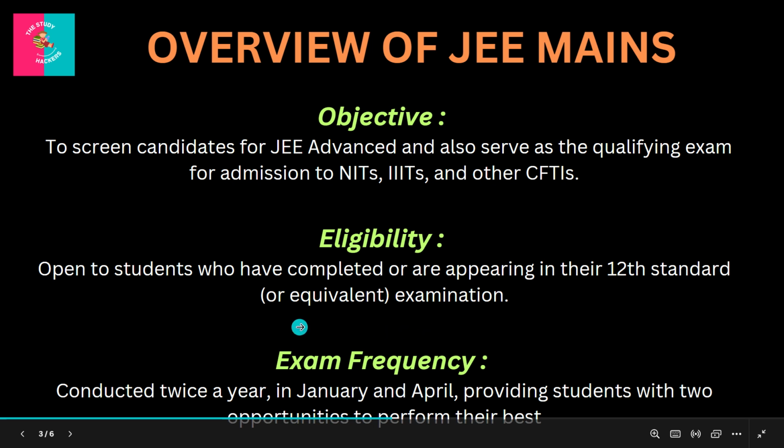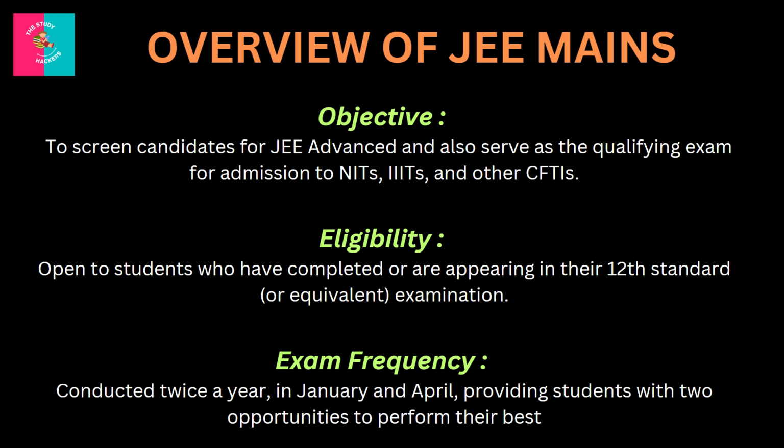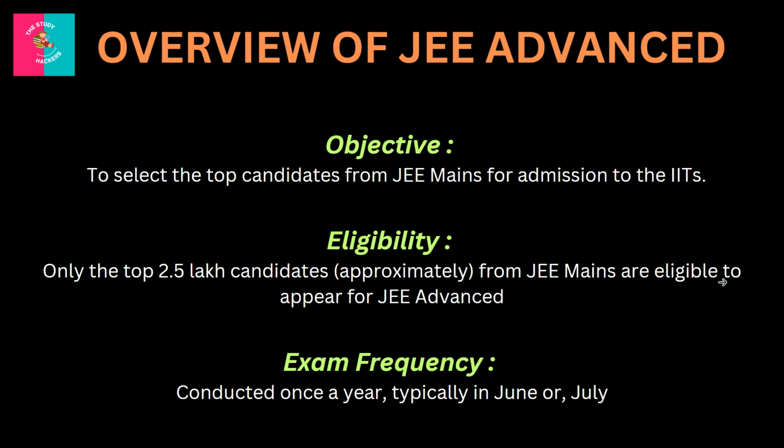Next one is exam frequency. So the JEE Mains is typically conducted twice a year, in January and April. That is not fixed. It can change and vary. It doesn't matter. So basically, it happens twice a year. I think for 2 years in the COVID period, it happened 4 times a year. But that was just for the COVID period. Now it only happens 2 times a year.